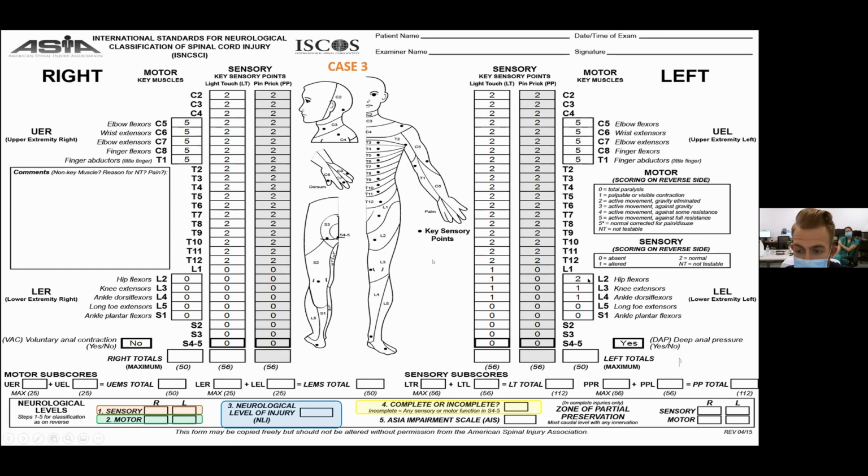Yes, they do. Okay. On the left. Yeah. However, it is not more than gravity, so it is not an ASIA D. I'm going to say an ASIA C. Okay. ASIA Impairment Scale C, the zone of partial preservation for sensory. For sensory, on the left side, it is at L4.